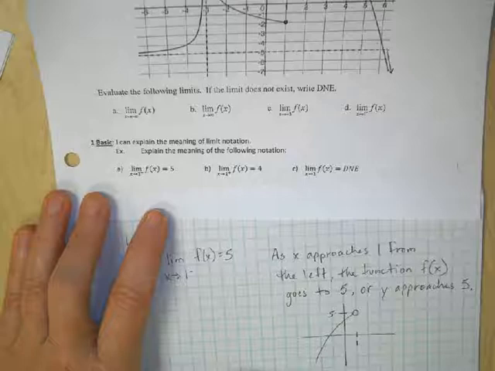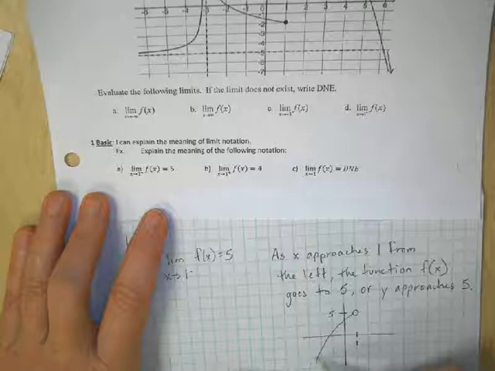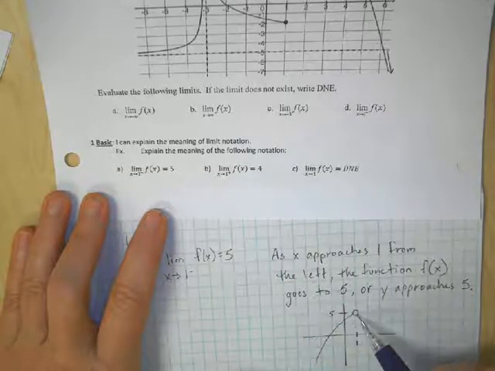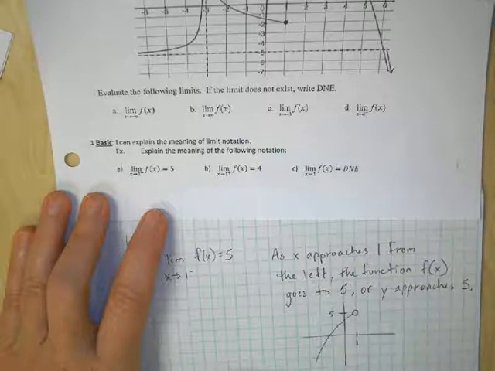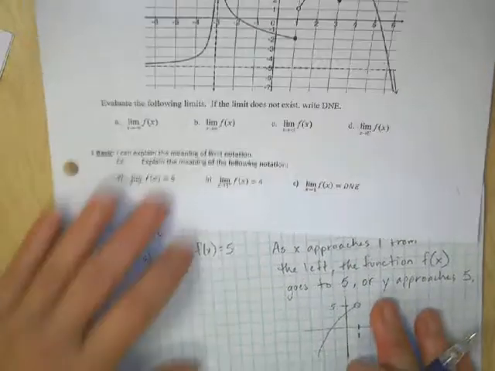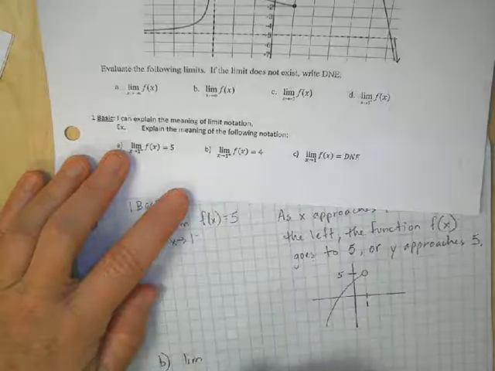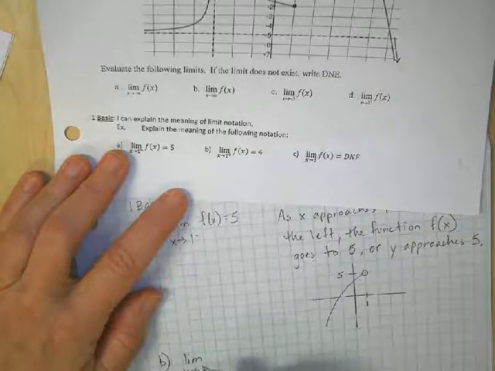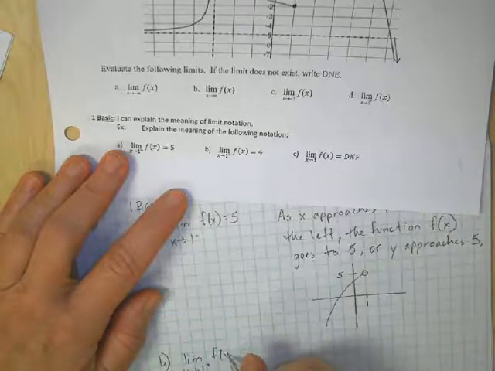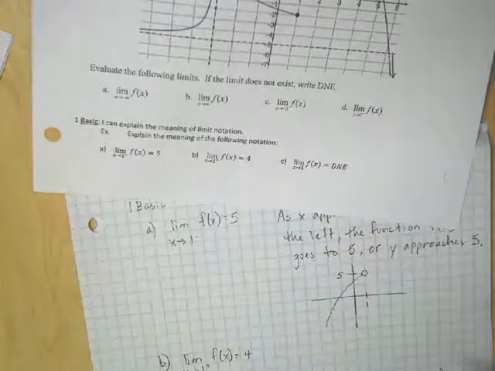As x approaches 1 from the left, here's x is 1. I'm coming from the left. F of x, the function, goes to y. That means that y is approaching 5. Right? I kind of like that. Let's add examples to these. All right, B. The limit as x approaches 1 from the right, that's a little positive thing, f of x goes to 4. Right, so this is coming from the other side.